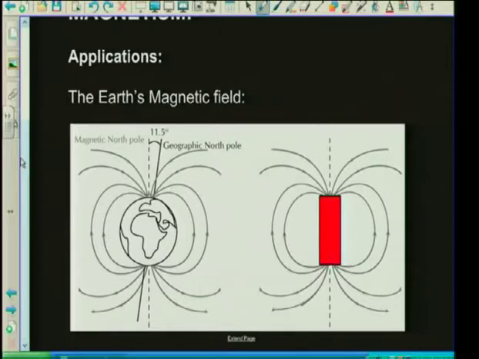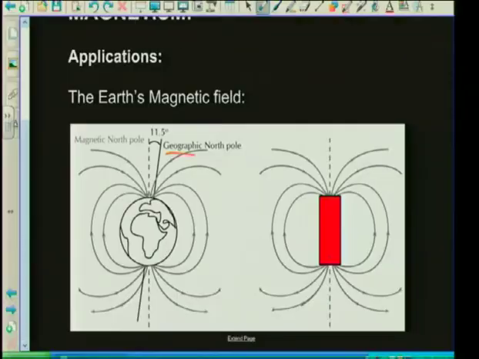Now we get to the concept of the Earth's magnetic field. Now, you guys need to wrap your head around this one. First of all, we have one which is known as geographic north and another that's magnetic north. Geographic north and magnetic north are 11.5 degrees out from each other, okay? And geographic north is a little bit to the right of magnetic north.